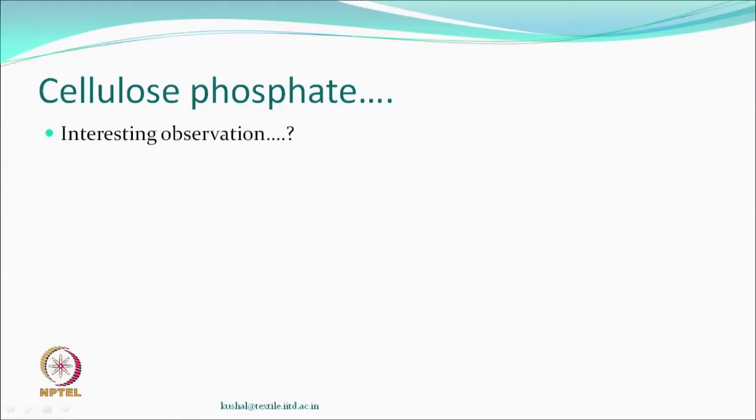But there was an interesting observation, and that observation was that when you wash this flame retardant finished fabric, the flame retardancy would start reducing, the effectiveness would start decreasing, while they found that the cellulose phosphate was still intact. This covalent bond during this washing had not broken, and still the flame retardancy effect was reduced.